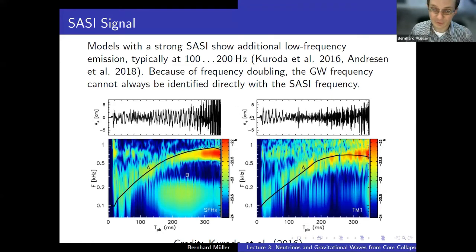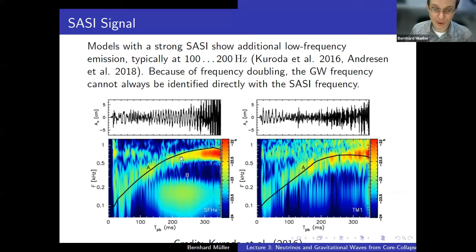You see here a comparison of two models, one on the left with SASI and the one on the right without SASI. Both have this increasing G mode frequency with time, but the one on the left has, and you see that even in the time domain, clearly visible emission in this band at around 100, 200 hertz. And if you see something like that, that's a fingerprint that you actually have these SASI motions. So if you observe something like that, you can actually say what the fluid inside the supernova core is doing, which is pretty intriguing.